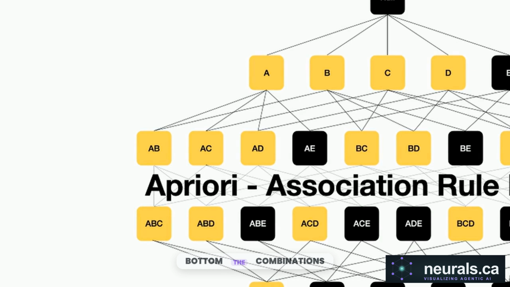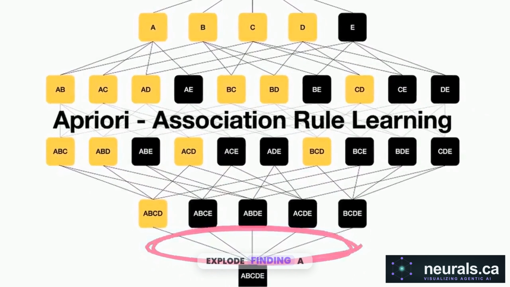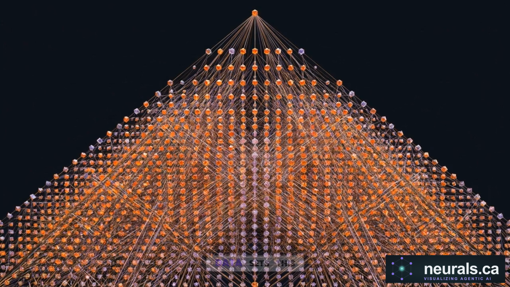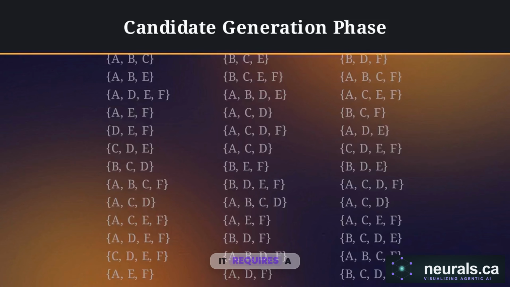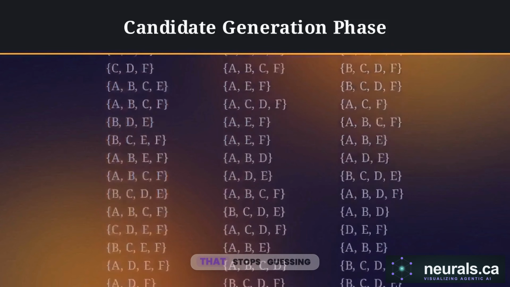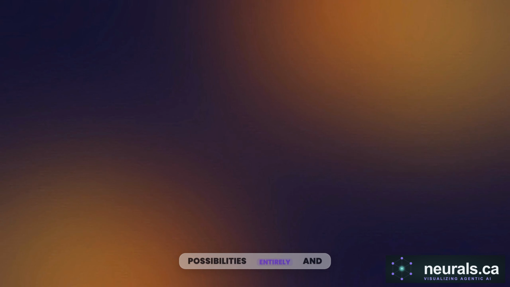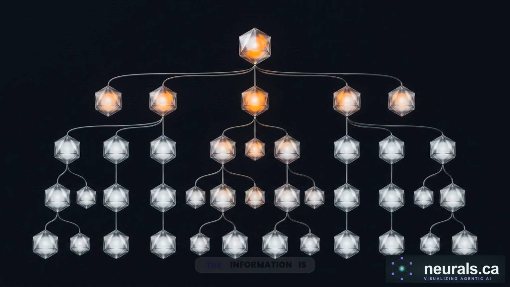Look at the bottom. The combinations explode. Finding a 100-item pattern means generating 2 to the power of 100 candidate sets. On dense datasets, this method mathematically collapses. The solution isn't to compute faster. It requires a structural approach, one that stops guessing possibilities entirely, and instead changes how the information is physically organized.